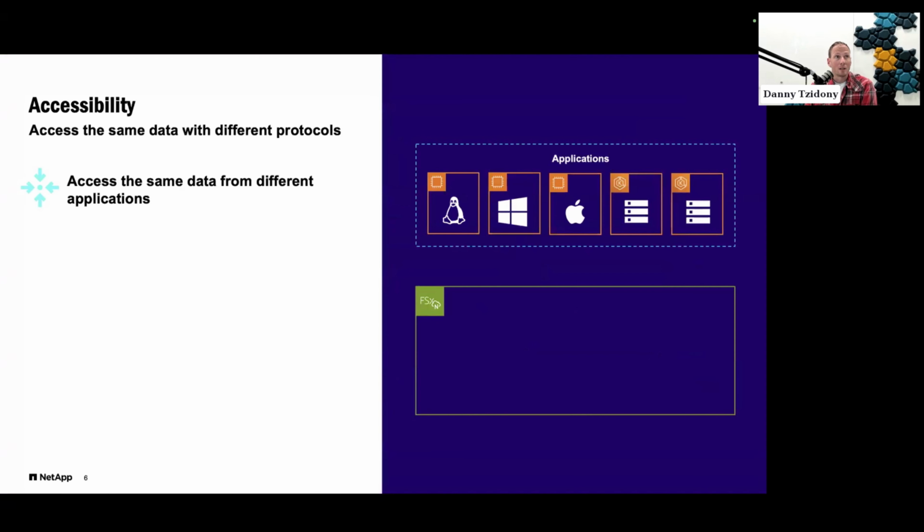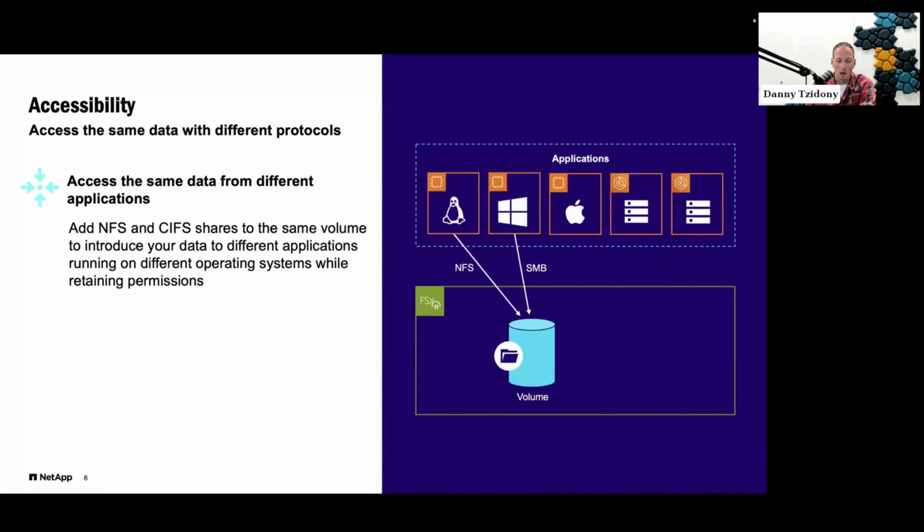So let's start talking about accessibility. With accessibility, you can access the same data from different protocols. A good example is, let's say you've got a server residing on a Linux OS, generating different logs, different data sets that later your business users need to manipulate. Then you can, with FSX for ONTAP, have both parties reside on the same volumes.